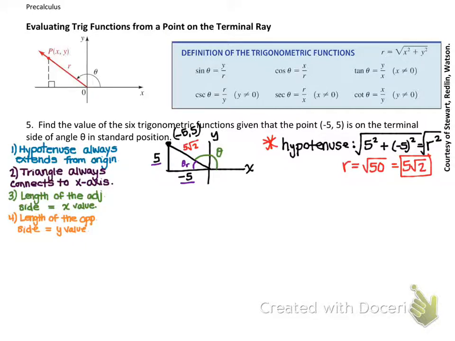So let's start with sine of theta. So sine of theta equals opposite, which is 5, over the hypotenuse, which is 5 root 2. These 5's cancel, but then we need to multiply by root 2 over root 2 because we need to rationalize the denominator, and we're left with root 2 over 2. So for cosine of theta, it's adjacent. So we have negative 5 over 5 root 2. So after we rationalize, we're going to get negative root 2 over 2.